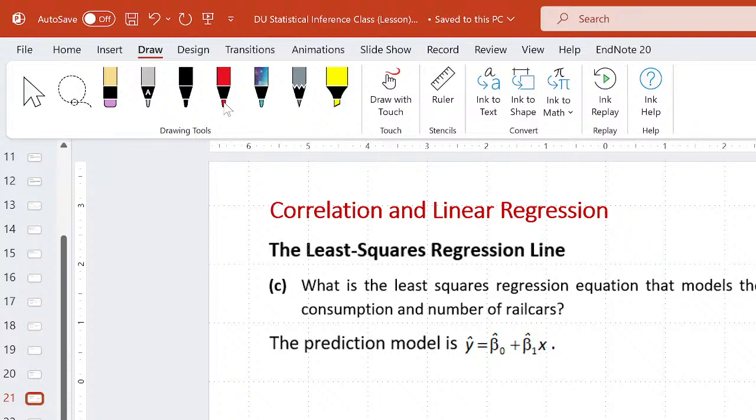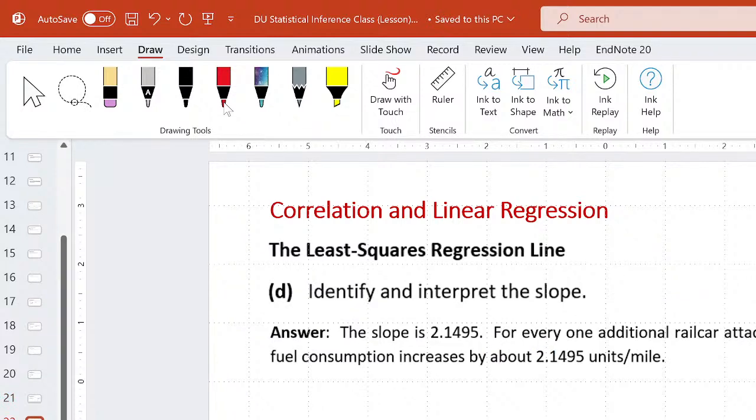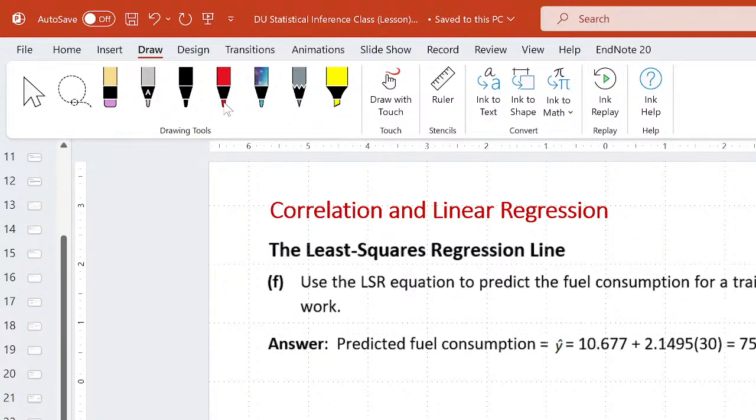You could write this, fuel consumption, and they could put a little hat over it, is 10.6778 plus 2.1495 times number of cars. That's fine. They got the hat there, they're indicating predicted fuel consumption. We clearly have the context. That is 100% acceptable on the AP exam. Yep. So, now we're gonna have fun with it.